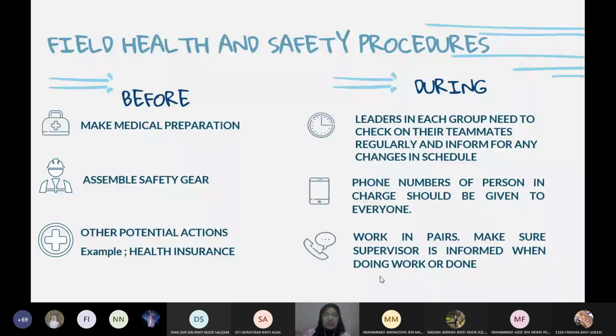Next, while working, leaders in each group need to chat with their teammates regularly and inform the teammates of any changes to the time schedule. Next, phone numbers of the person in charge like office number or field location or university contact should be given to each teammate to contact if any emergencies occur. And lastly, students must work in pairs at all times. Next slide.